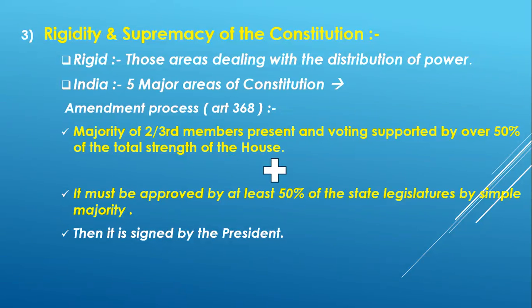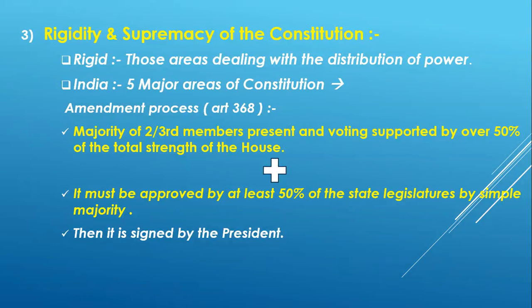Friends, the Indian Constitution has five major areas where the distribution of power between center and state is given. There are five major areas of the Indian Constitution which deal with the distribution of power between center and state. If these areas are affected, then the federal setup of India will be affected.